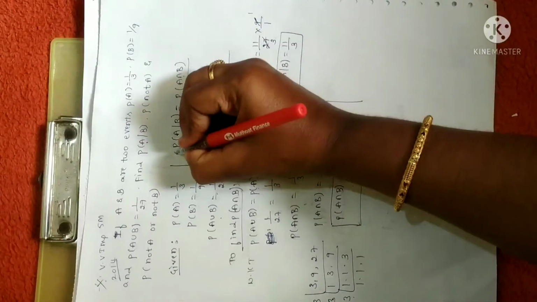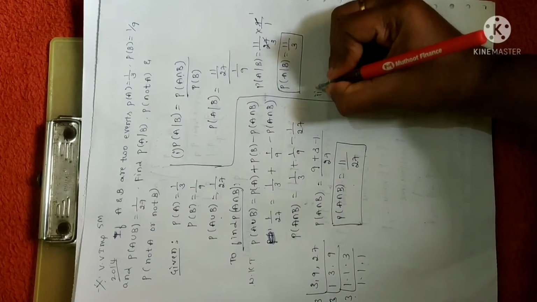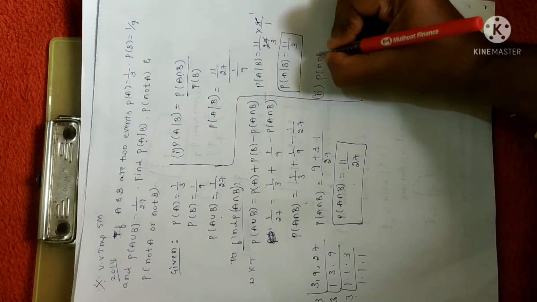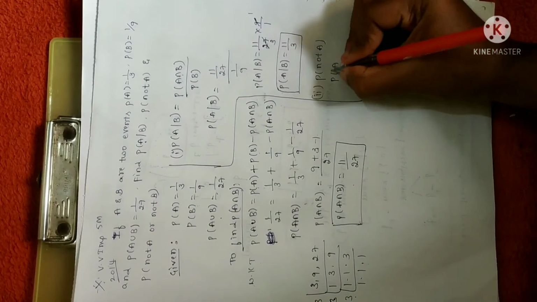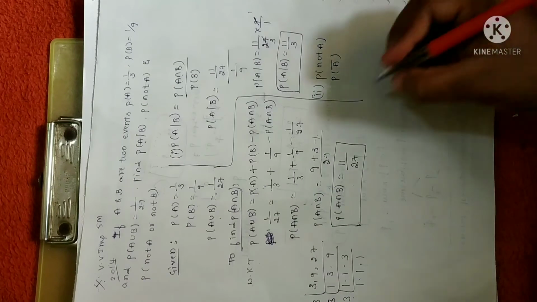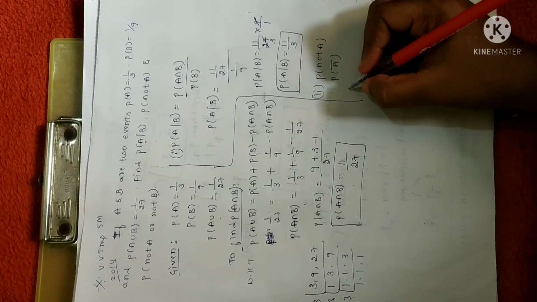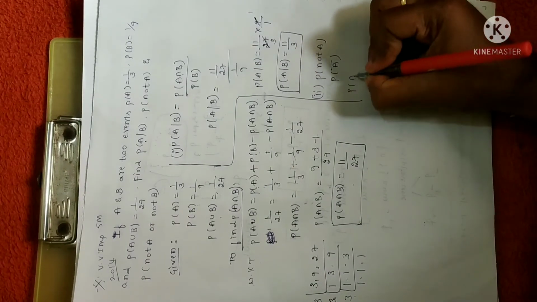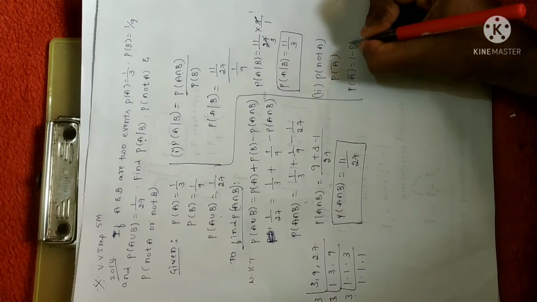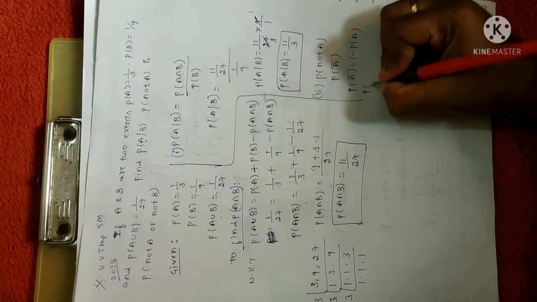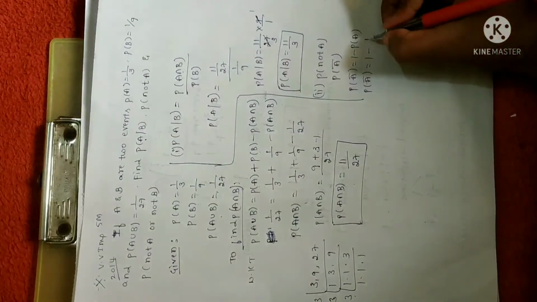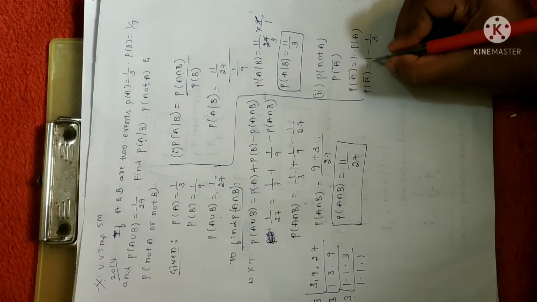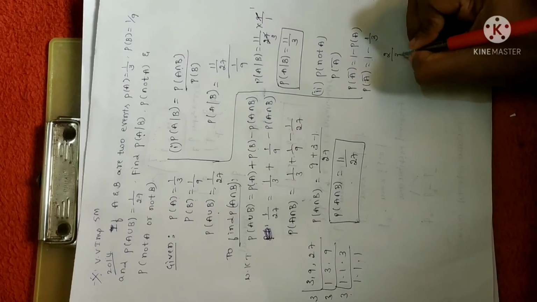Next, what we have to find in the second part is P of not A. Not A, as I have already told you, is represented by P of A bar, that is A complement. We know the relation between P of A complement and P of A: P of A bar is equal to 1 minus P of A. Right. So P of A bar we have to calculate, it is equal to 1 minus P of A, which is given as 1 by 3. So let me take the LCM. So 3 minus 1 is 2. 2 divided by 3.